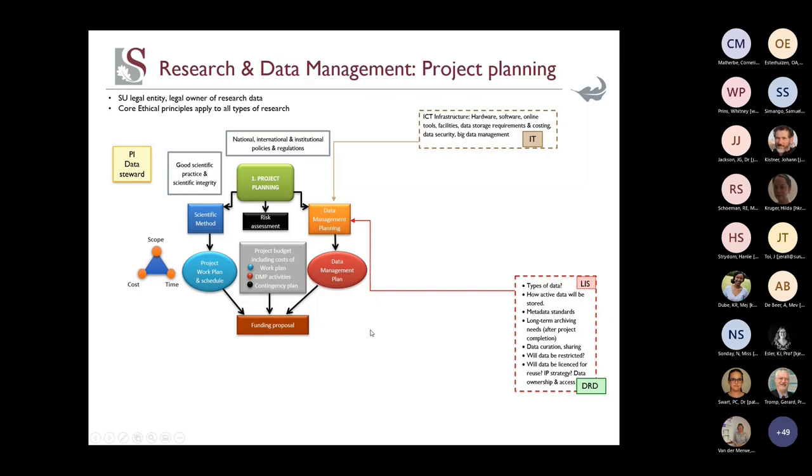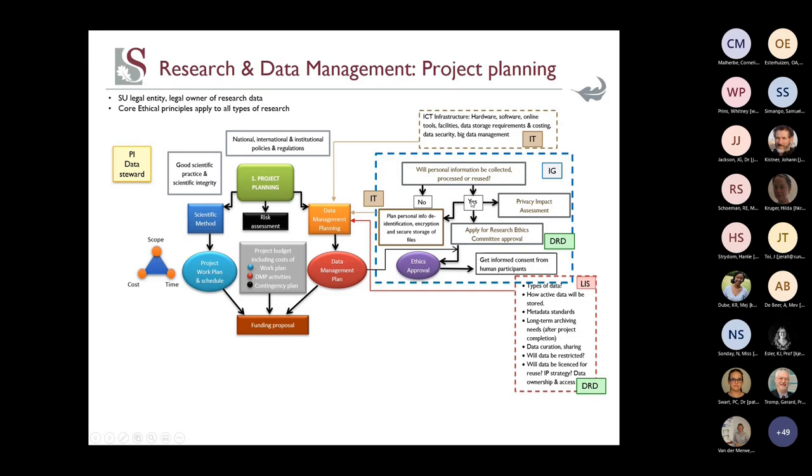So if personal information will be collected, the Division for Information Governance can help researchers to do a privacy impact assessment, and IT can help researchers to plan how personal information will be de-identified or encrypted and securely stored. Then you have to apply for ethics approval if you are going to use human participants in your studies, in your project, and that's part of the research development division's activities there.